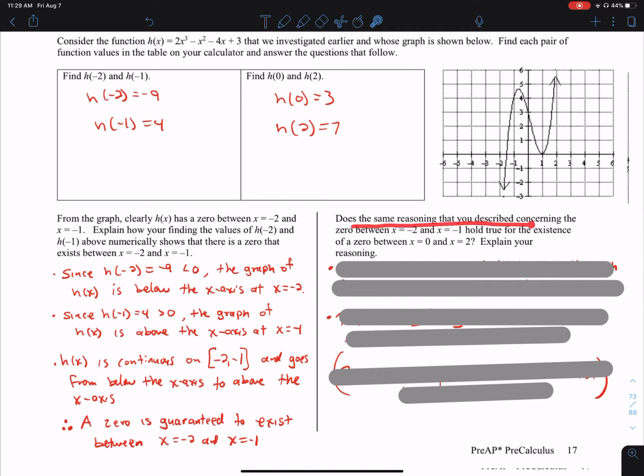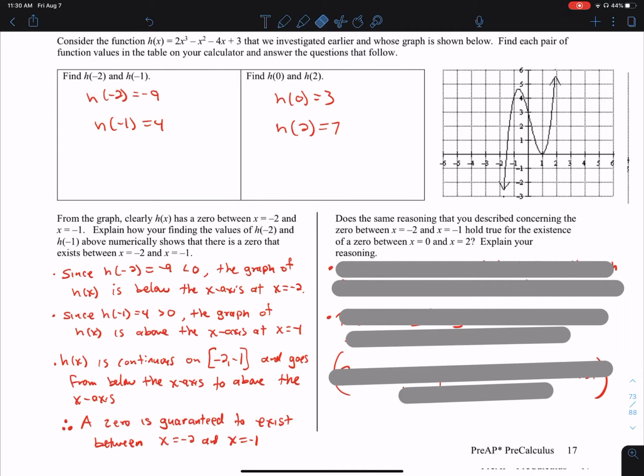Does the same reasoning that you described concerning the 0 between -2 and -1 hold true for the existence of a 0 between 0 and 2? Explain your reasoning. Well, if we just look at this without looking at the graph, at 0, the graph is above the x-axis because 3 is bigger than 0. At 2, the graph is also above the x-axis. So that means we are not guaranteed that this crosses the x-axis. Now, it clearly touches the x-axis here, but since these are both positive, we are not guaranteed there's a 0 to be there.